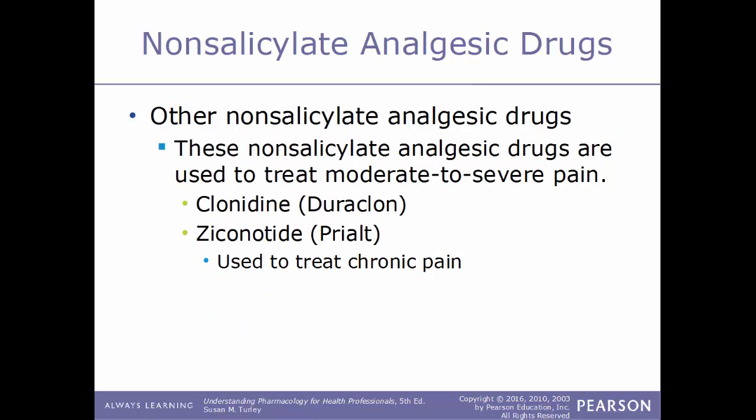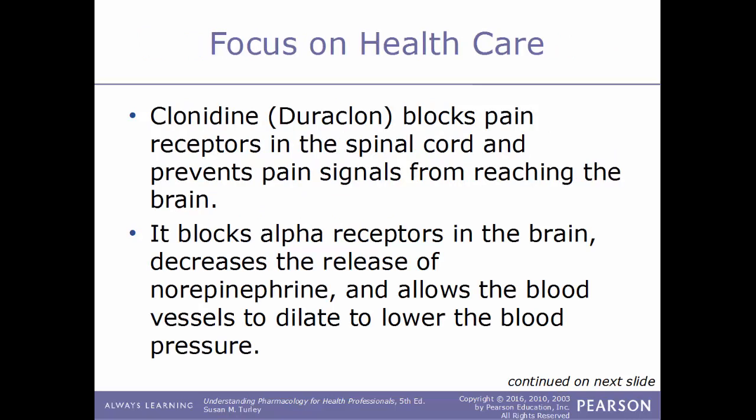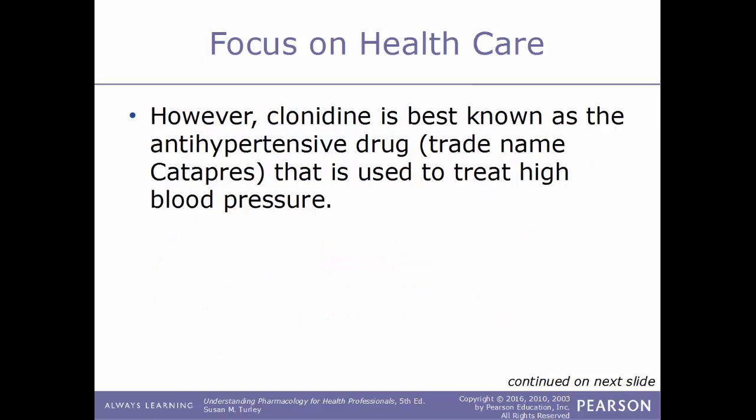Some other examples of non-salicylate analgesic drugs, which are used to treat moderate to severe pain: Clonidine, which is sold under the trade name Duraclon, and also Ziconotide, which is sold under the trade name Prialt. These are used to treat chronic pain. The drug Clonidine, also known as Duraclon, blocks pain receptors in the spinal cord and prevents pain signals from reaching the brain. It also blocks alpha receptors in the brain and works by decreasing the release of norepinephrine, which allows the blood vessels to dilate and lower blood pressure. However, Clonidine is best known as the antihypertensive drug that is used to treat high blood pressure.